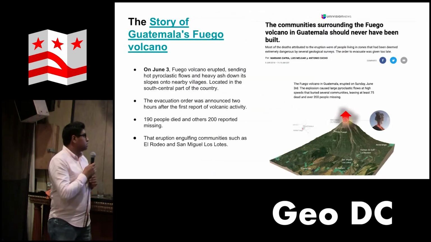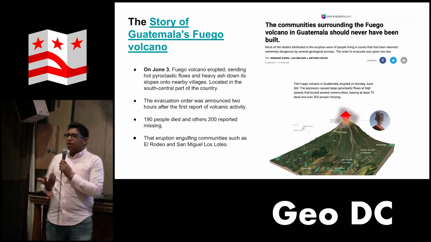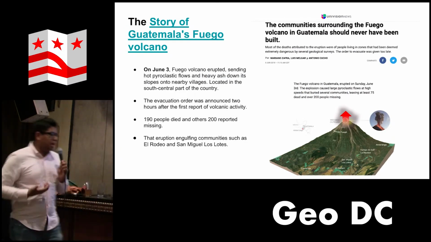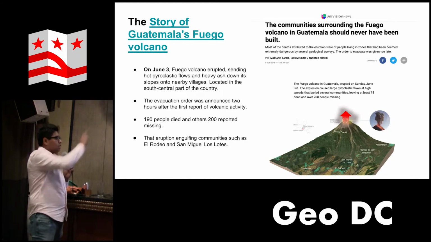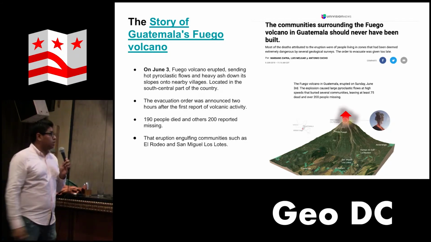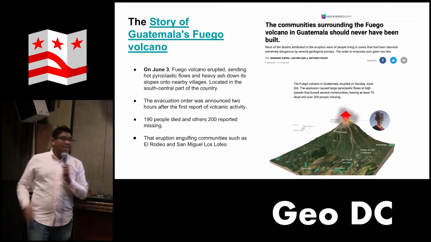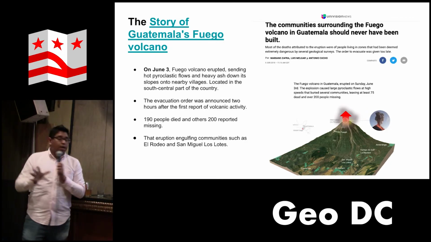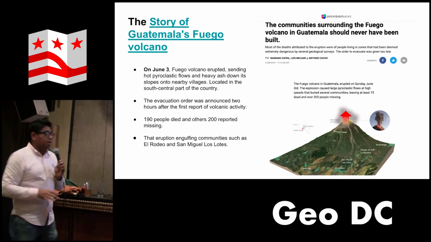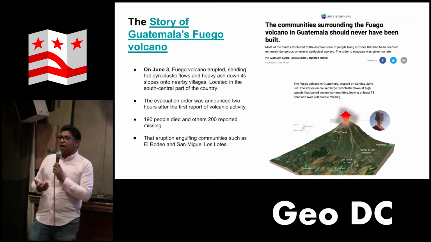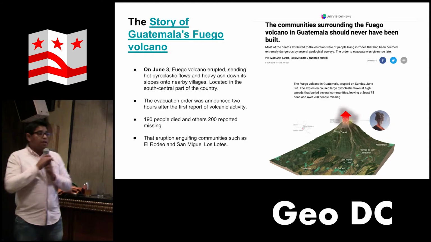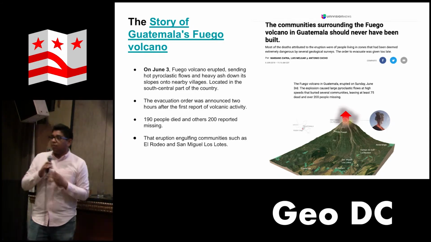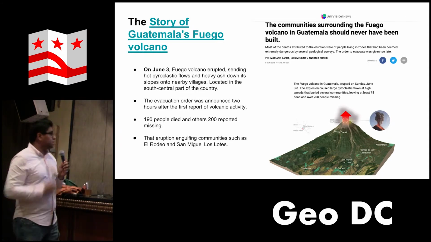Next slide. So what we knew about Guatemala's volcano Fuego. As I told you, on June 1st, the Fuego volcano erupted, and it covered more than 3 or 4 communities around the volcano. More than 190 people died, and more than 200 people have been reported missing. I think the number is higher.